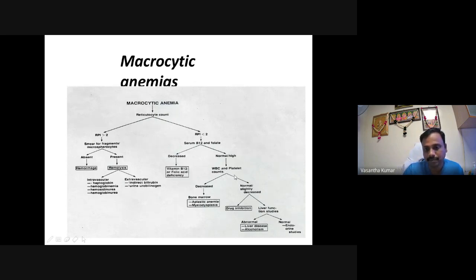check the WBC and platelet count. If it is decreased, it is due to aplastic anemia, myelofibrosis, or myelodysplastic syndrome. If it is normal, it could be due to drug inhibition or liver dysfunction.